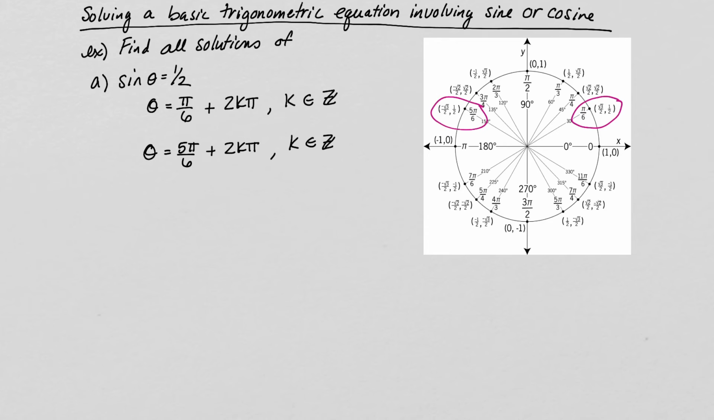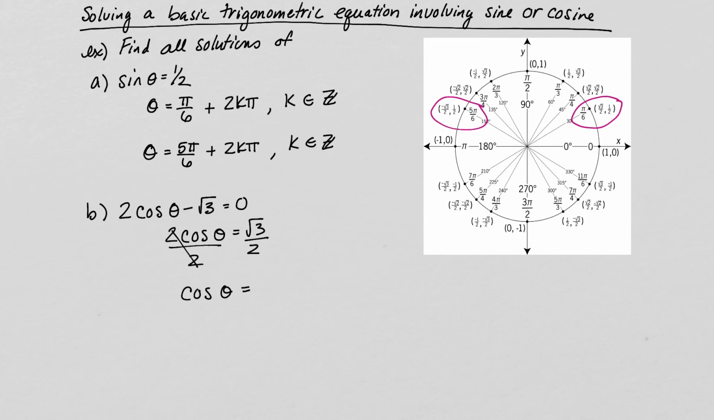So we'll try another one here, just so we kind of get the gist of what is going on. So part b: 2 cosine theta minus root 3 equals 0. So I'm going to add root 3 to both sides. So 2 cosine theta equals root 3. Divide both sides by 2. So the cosine of theta is going to be equal to root 3 over 2.